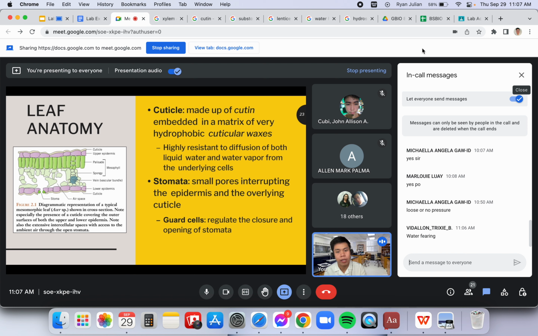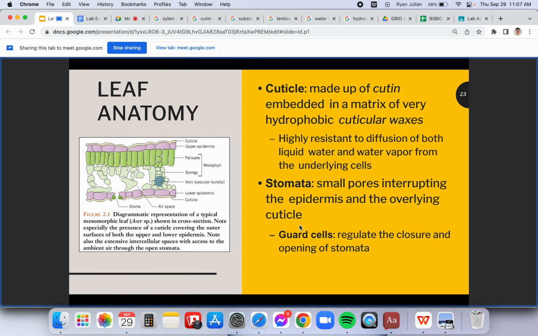That is why, like what I mentioned a while ago, cutin is repellent to water. It does not mix well in that. And the opposite term is, once again, hydrophilic or water loving. Highly resistant to diffusion of both liquid water and water vapor from the underlying cells.